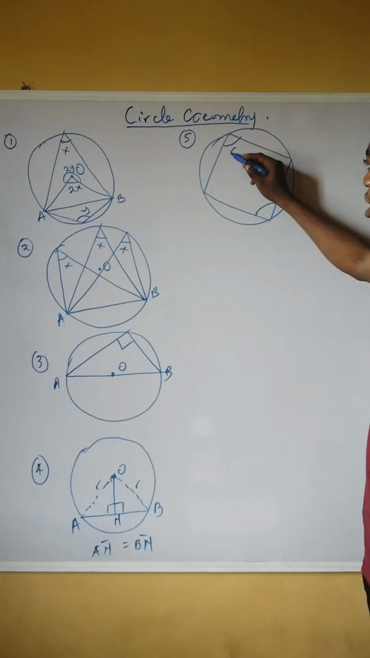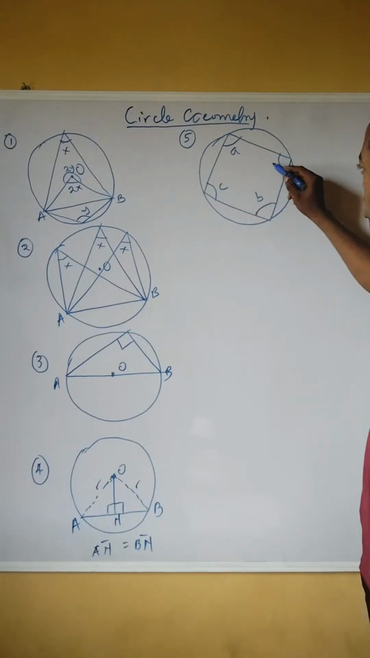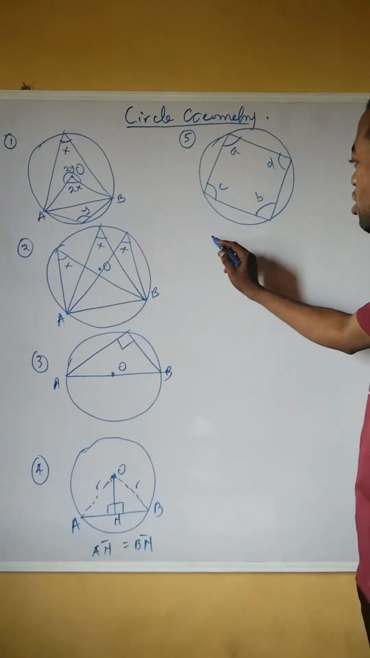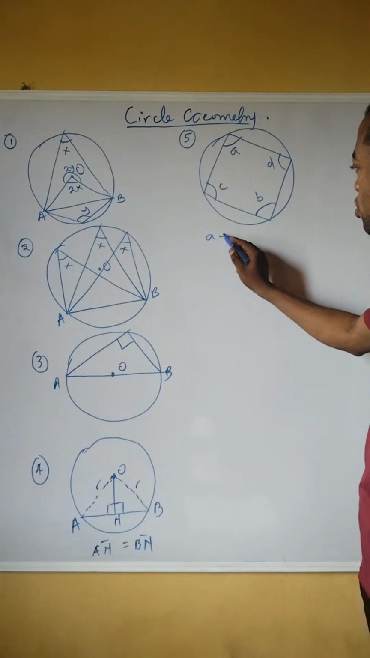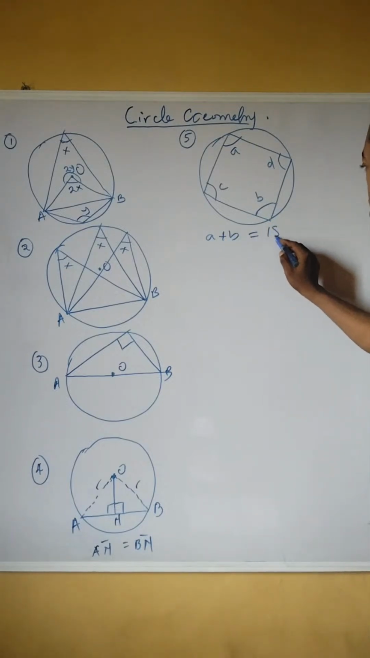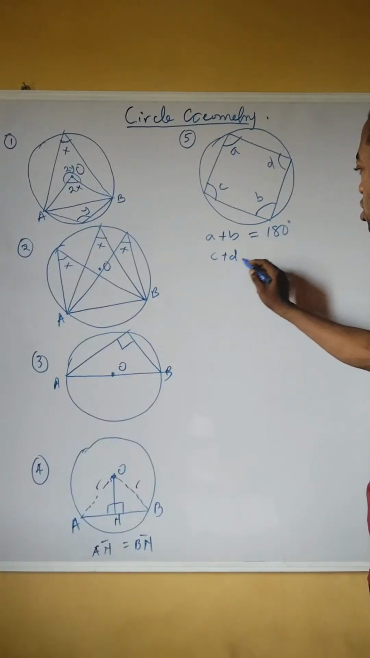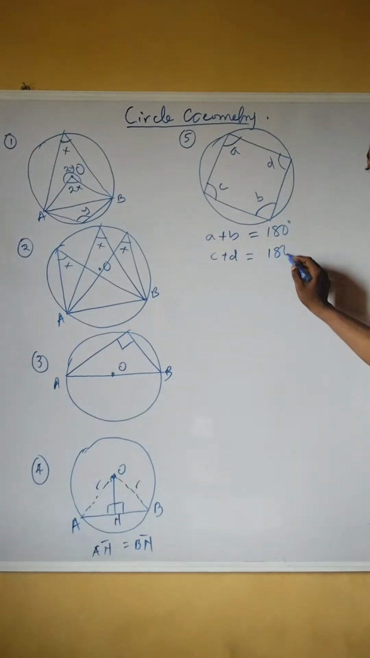So let's label this angle as A, B, and this angle as C, D. What this theorem is saying is that angle A plus B is equal to 180 degrees, and also angle C plus D is equal to 180 degrees as well.